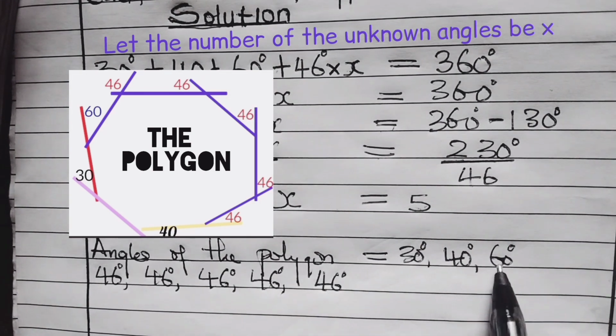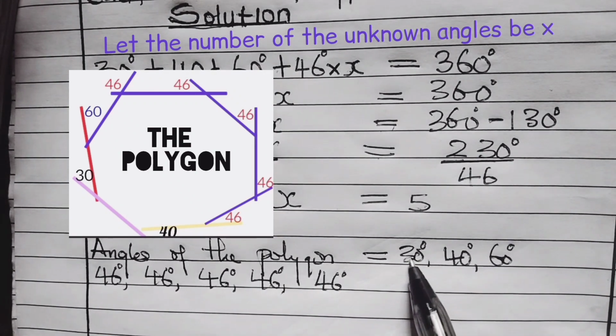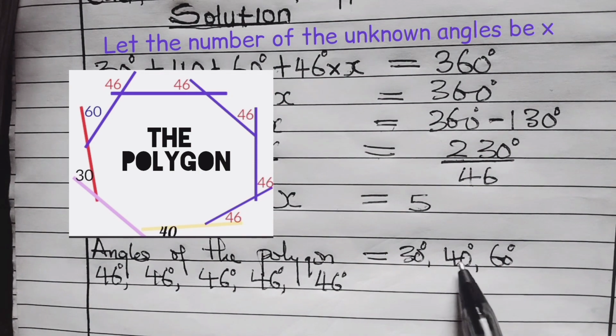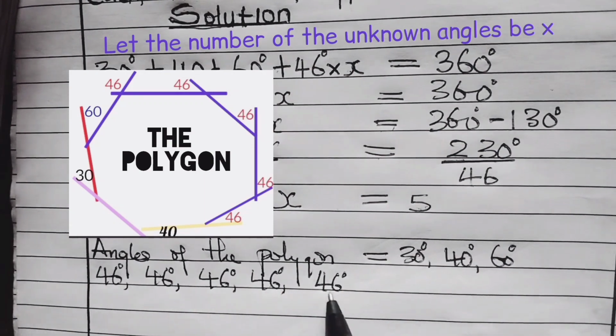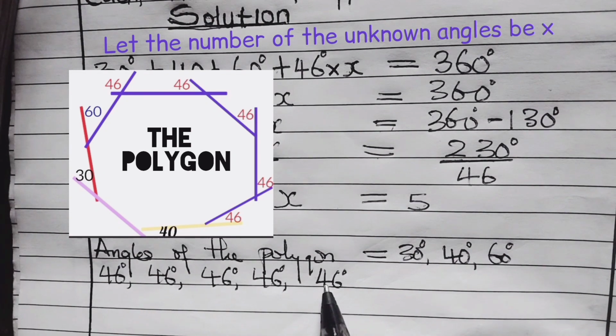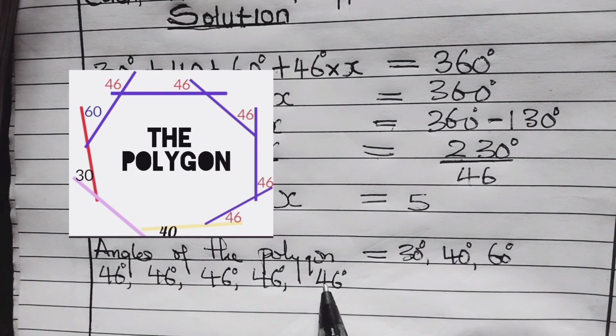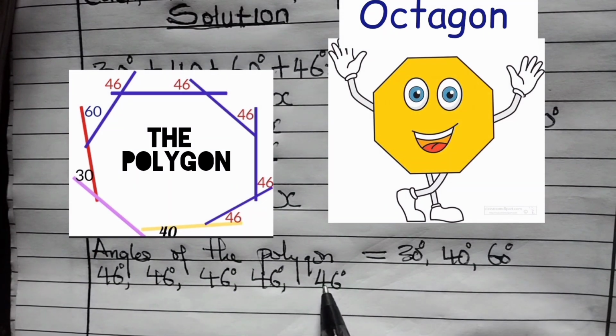So I'll now count the angles in this polygon. I'll start with this 30 degrees. This is number 1. 1, 2, 3, 4, 5, 6, 7, 8. 8 angles. And the number of angles in a polygon determines the name that will be given to that polygon. Therefore, since this polygon has 8 angles, the name is octagon.